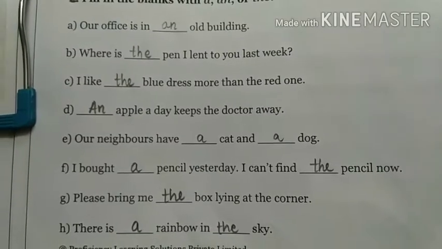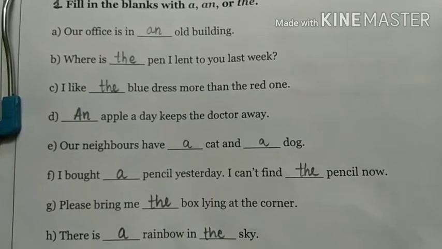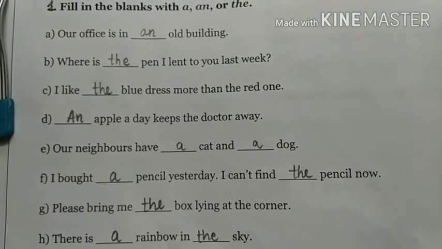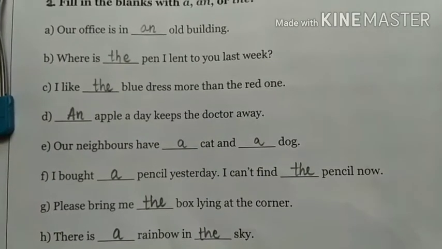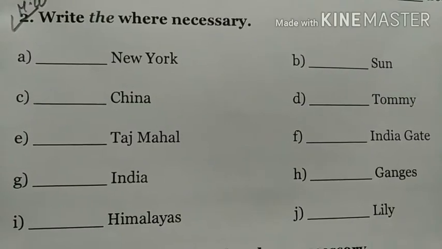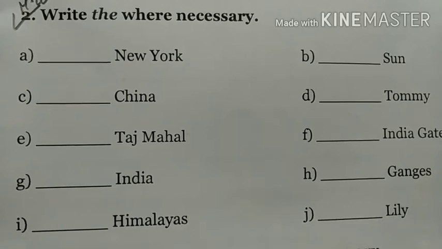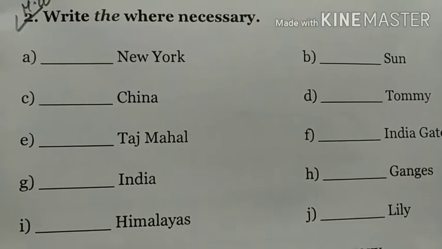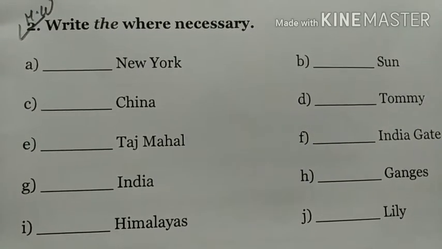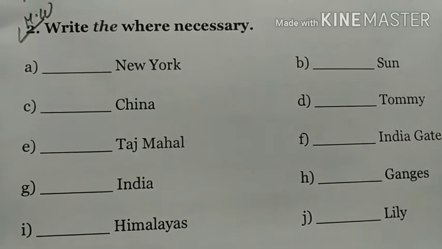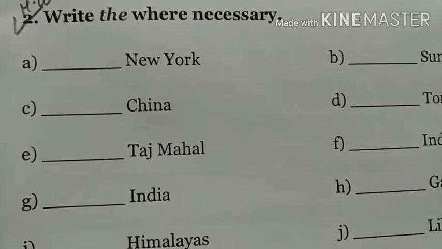I hope that all of you have written the questions and the answers of exercise number 1. Now write down your homework. Exercise number 2. Write the where necessary. जहाँ पे भी द की ज़रूरत है आपको वहाँ पे द लगाना है. This is question number 2. Write the where necessary. The first is dash New York.